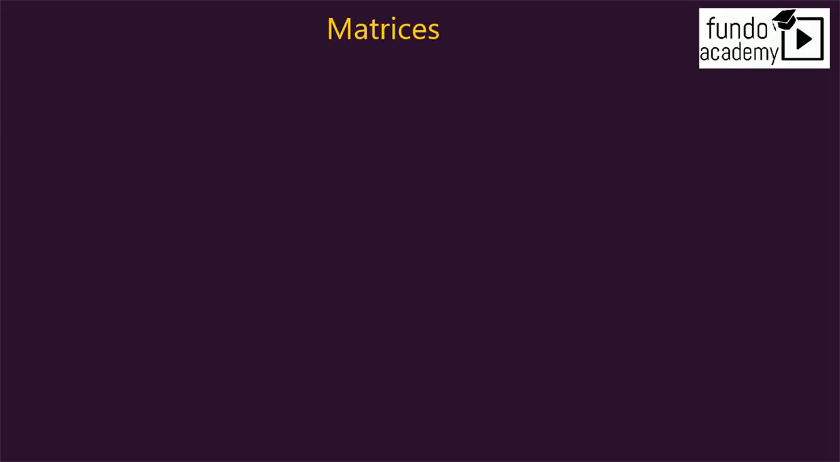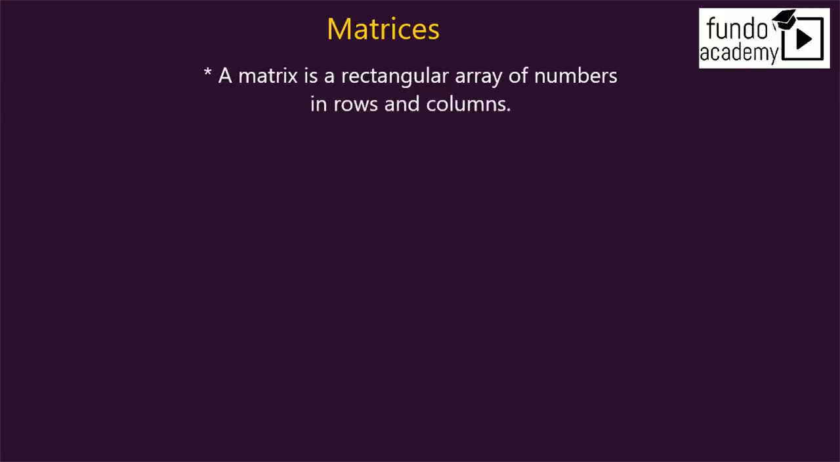We're now on matrices. We just want to look at these matrices and see how we can manipulate them using different arithmetic operators. So what is a matrix? A matrix is the singular for the plural matrices. A matrix is a rectangular array of numbers in rows and columns. So that's simply what a matrix is.